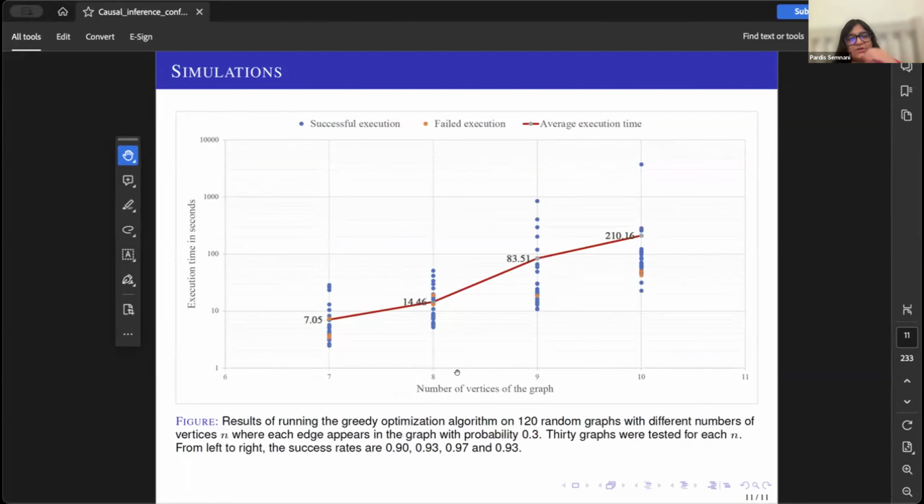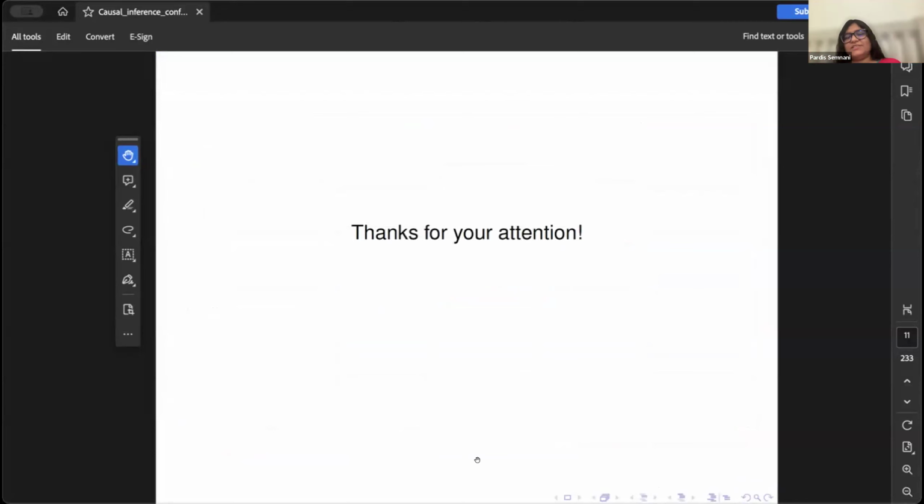And finally, we have this other simulation where we are testing the algorithm on graphs with the probability of an edge appearing equal to 0.3, but different numbers of vertices: 7, 8, 9, 10. Again, you can see the execution times in seconds, and the success rates are more or less the same: 90%, 93%, 97%, and 93%. So those are the 2 simulations that we had. And I think with that, I can end my talk here. Thank you for your attention.